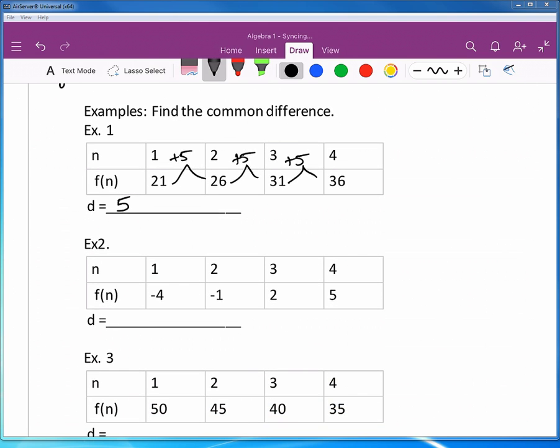Okay, example 2. Again, to get from negative 4 to negative 1, you would add 3. Negative 1 to 2, add 3. 2 to 5, add 3. That means your common difference is 3.